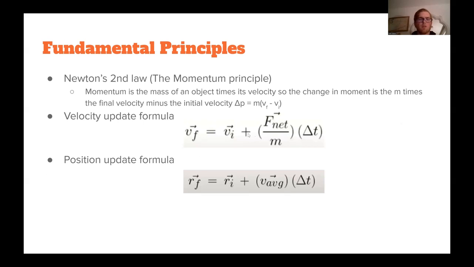The fundamental principles of this lab are Newton's second law, which is the momentum principle. Momentum is the mass of an object times its velocity, so the change in momentum is m times the final velocity minus the initial velocity. In this formula, delta P equals m (Vf minus Vi). We can find that using the velocity update formula, which is Vf equals Vi plus F net over m times delta T, and the position update formula, which is final position equals initial position plus the average velocity times delta T.